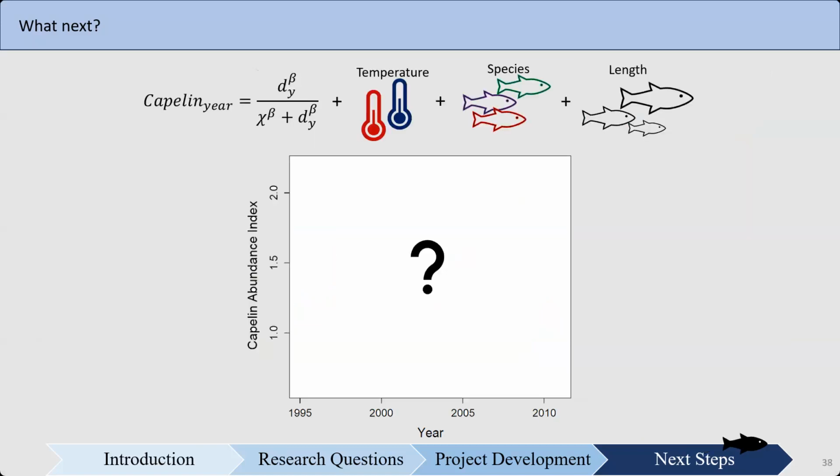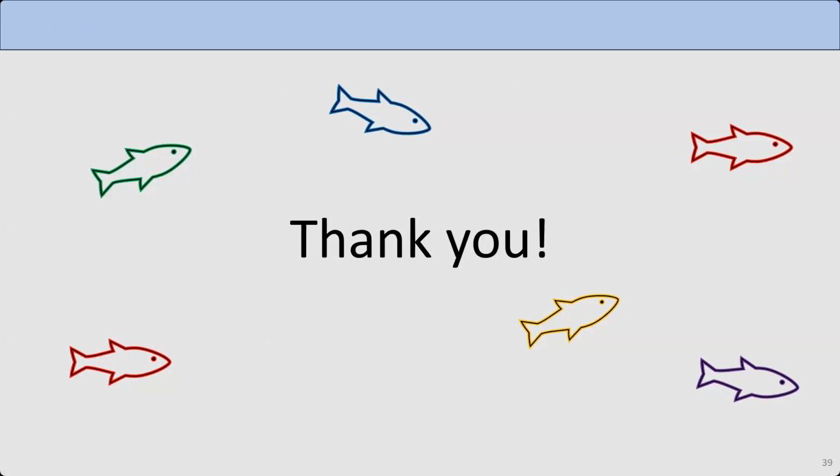And so if we add in all these different covariates, what is this abundance index actually going to look like? And hopefully it'll give us a more ecologically based abundance index of capelin over time. But I'm not sure what it's going to look like. And hopefully by my next presentation, I will know what it looks like and I'll be able to show you all. But for now, I just want to say thank you.